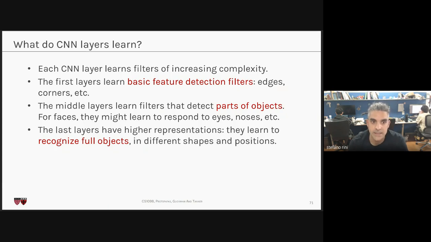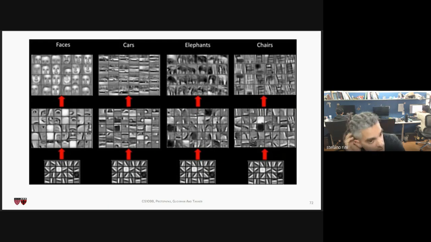So the idea is that each CNN layer learns filters of increasing complexity. The first layer only learns basic features: edges, corners, average colors, and so on. The middle layers start detecting parts of the object, and then the last layers are able to recognize full objects. If you look at each filter and put in a set of faces, you can see what a certain filter learned. The output of the filter can still be interpreted, because once the filter has been learned, you just apply it to the image and you will see what the filter is doing.